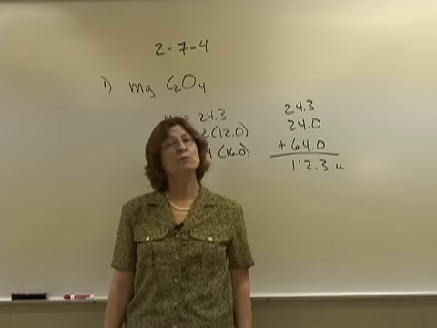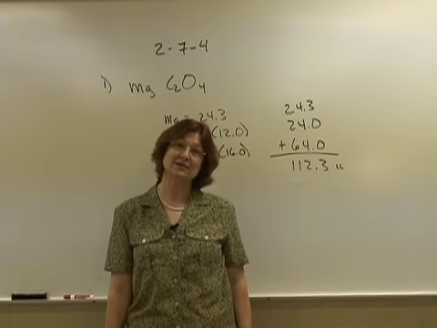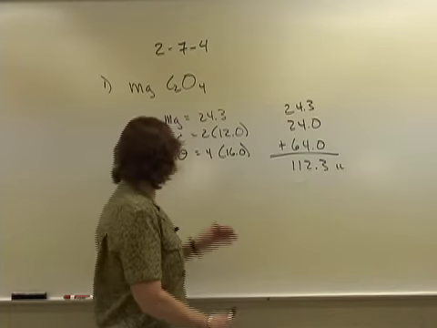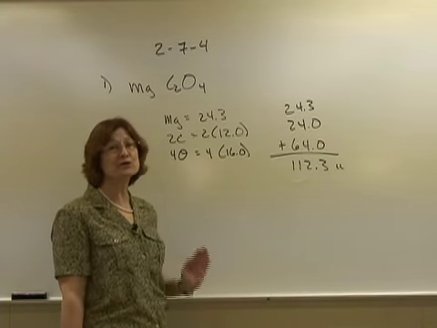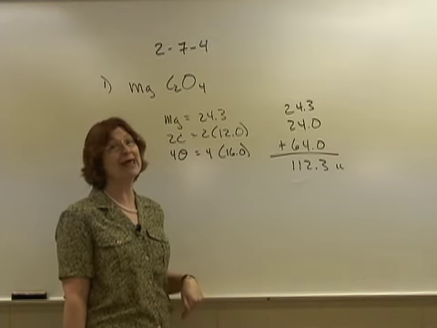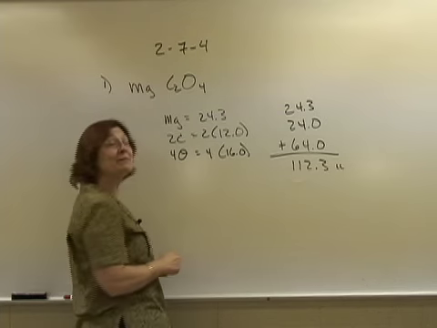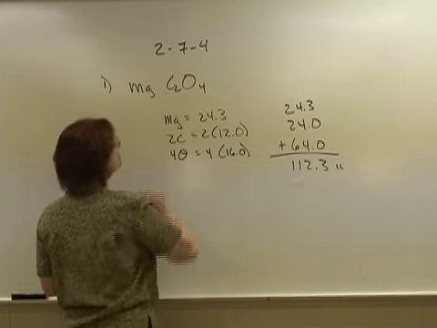In number 1, we are determining the percent of oxygen in magnesium oxalate. This is a percent composition problem. I have my formula, and you can see how important it is that you understand how to get a formula from a name. Oxalate has a -2 charge, and magnesium is +2. So we write it as MgC2O4.